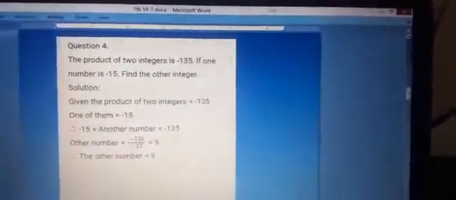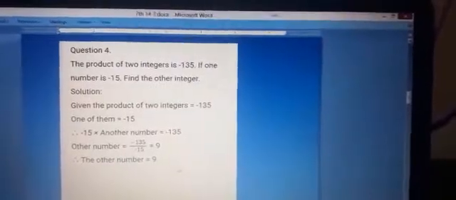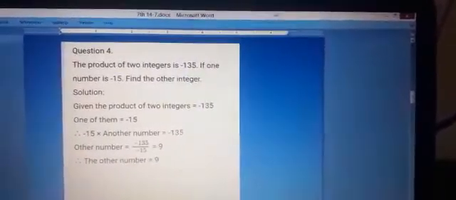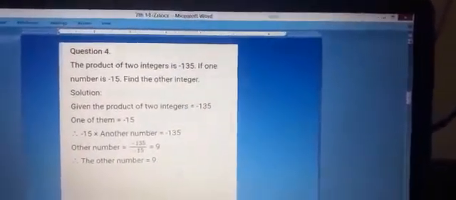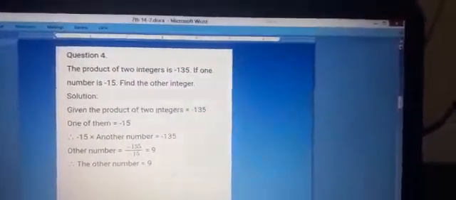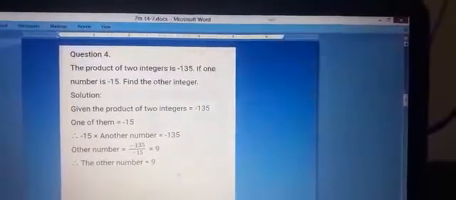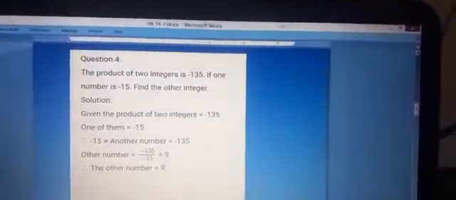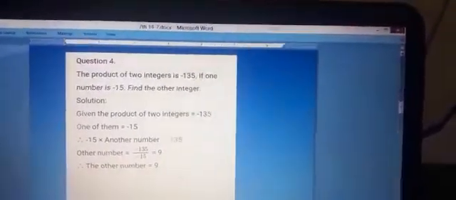Question number 4. The product of two integers is minus 135. If one number is 15, find the other integer. One more time I will repeat, listen carefully. The product of two integers is minus 135. If one number is minus 15, find the other integer.